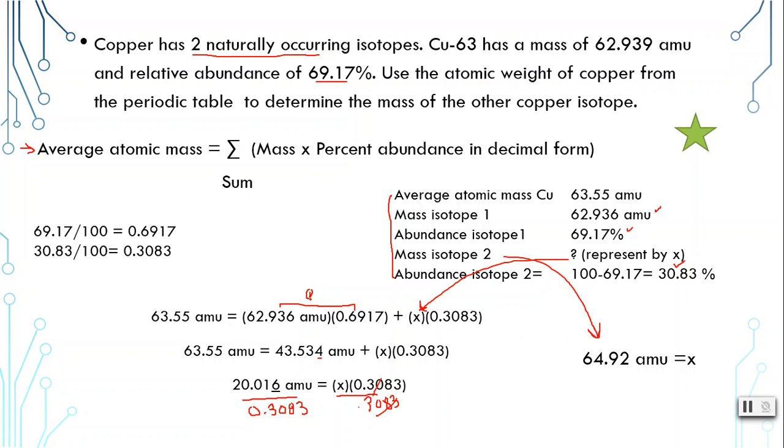So by using the definition of average atomic mass and doing a little algebra, I was able to find the atomic mass for that isotope. So you should feel comfortable doing a problem very similar to this for the exam.